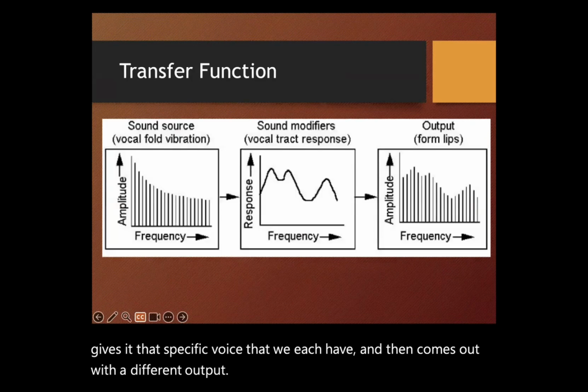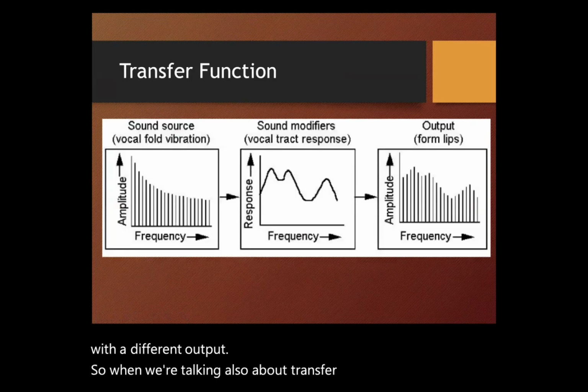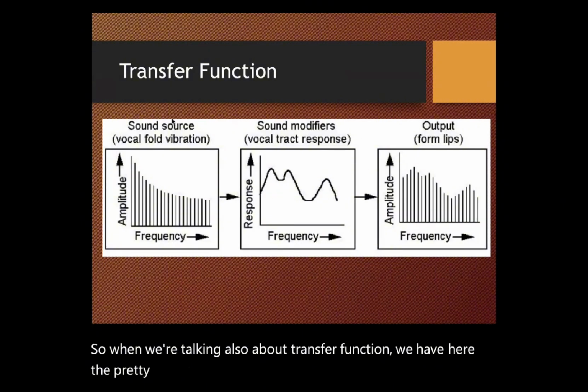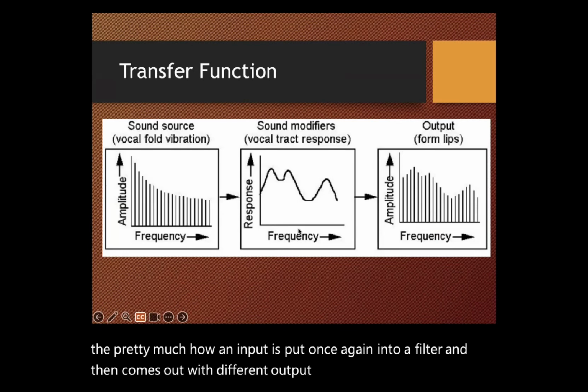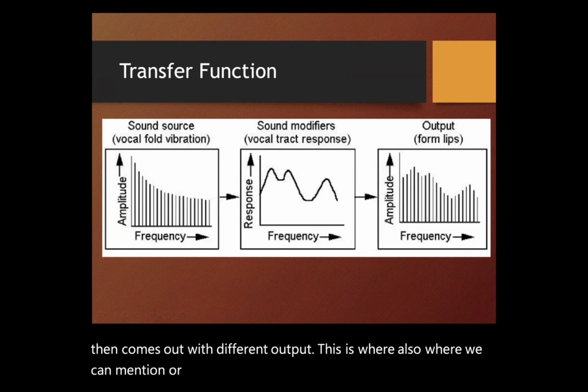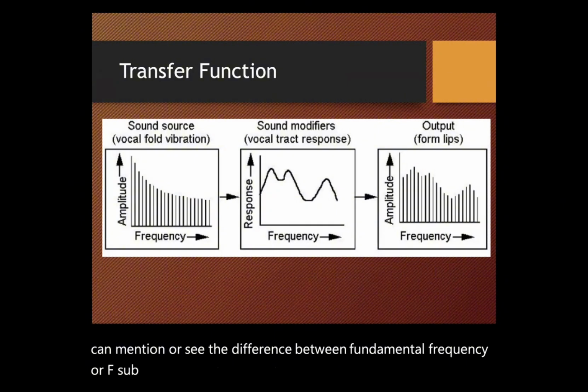When we're talking about transfer function, we have here how an input is put once again into a filter and then comes out with a different output. This is where we can see the difference between fundamental frequency, or f sub 0, and resonant frequency, or f sub r.